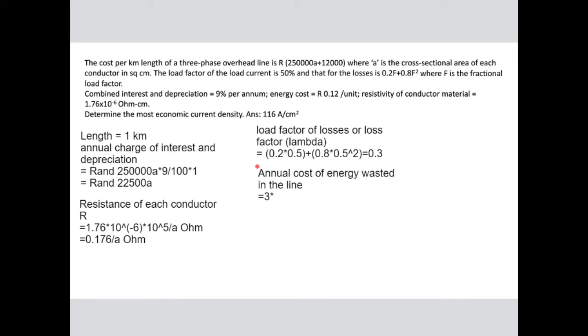I is what? We don't know. So I remains I. On the side you will write that the RMS value of current is I ampere. I squared R is 0.176 over A. I squared R. Now we're coming to the time.